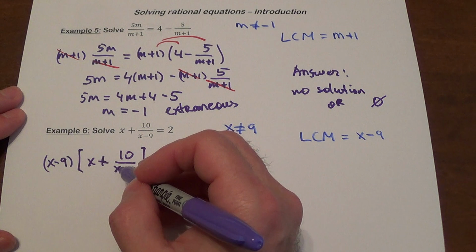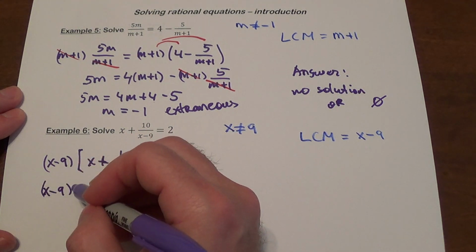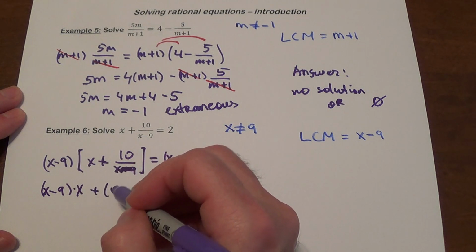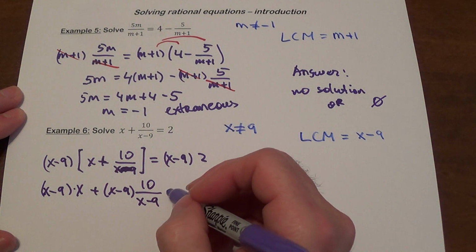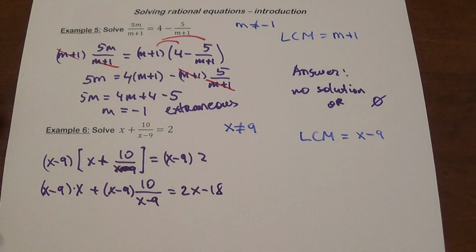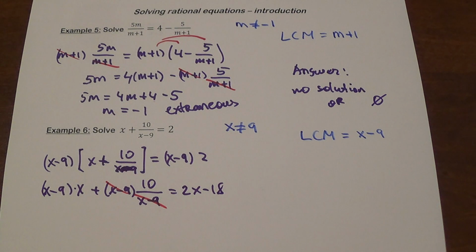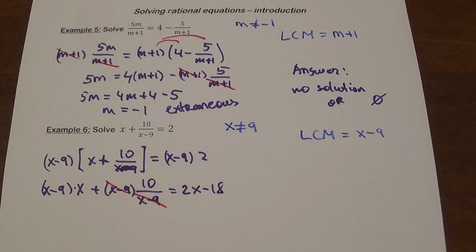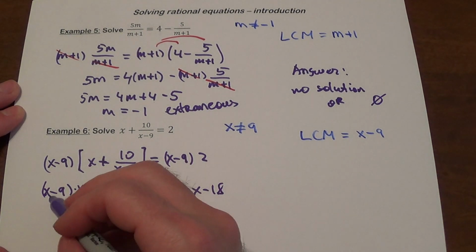So we are going to distribute here. It's going to be x minus 9 times x plus x minus 9 times 10 over x minus 9 equals, here we can distribute, it's 2x minus 18. So right there in the middle you see that these two things will cancel, right? And what that's going to do for us is clear all our fractions, and we can continue now with this. So distribute this.